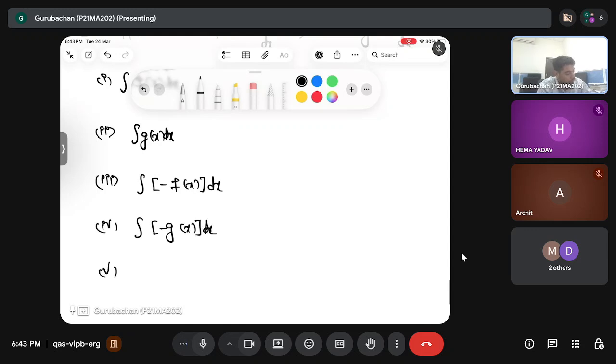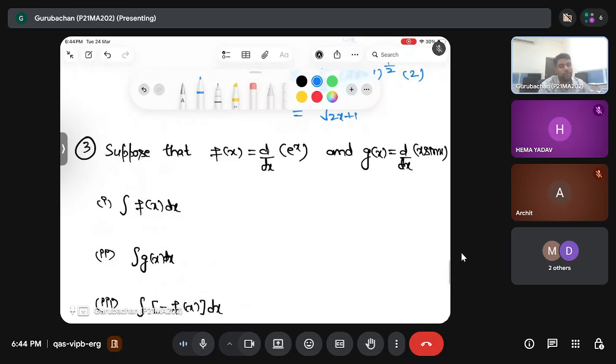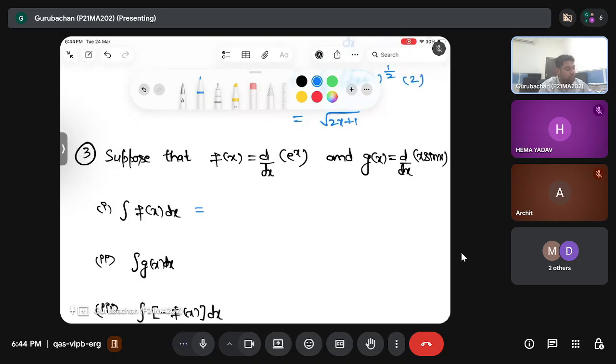And the fifth one is integration of x plus f(x) dx. And sixth one is g(x) minus 4 dx. So quickly tell me, what will be the integration of f(x) dx? It is e of x, right? e of x. So one thing is very obvious: the differentiation of exponential function is e^x itself, and the integration is also e^x itself. One obvious thing is like that.